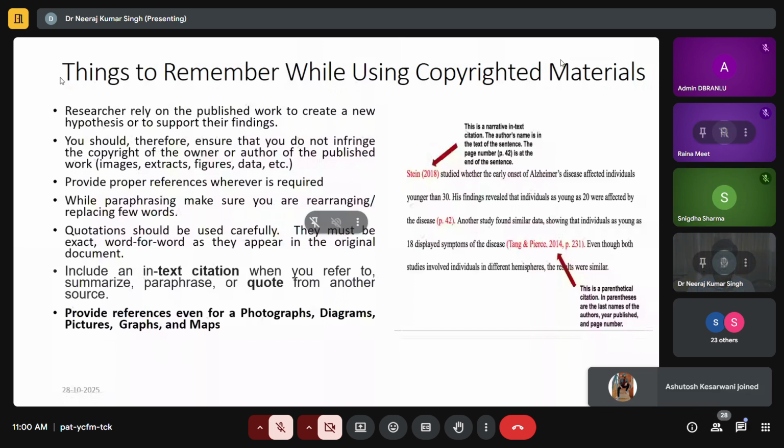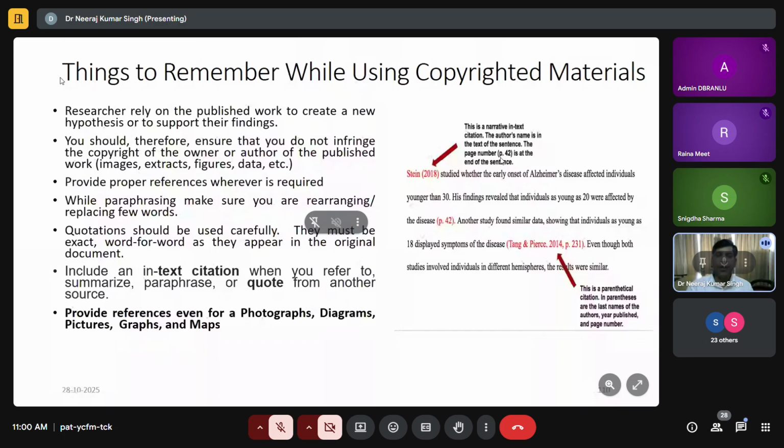Okay, thank you. What are the things which are very, very important to remember while using copyrighted material? The golden rule to avoid plagiarism is: whenever you are quoting, summarizing, or paraphrasing, always give in-text citation, and the rest of the things you can mention in the reference part. How to give in-text citation? These are examples. Read the guidelines for authors.